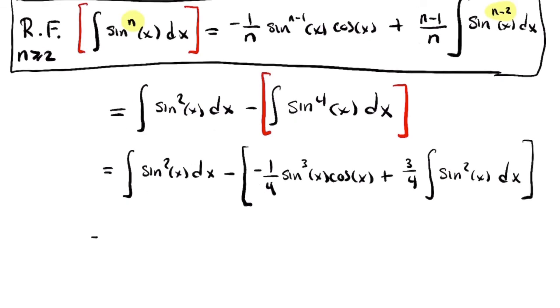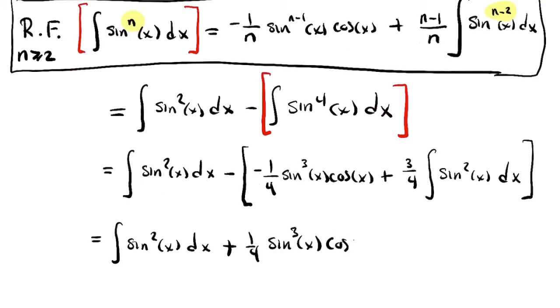Okay, going to distribute that minus sign. So I've got the integral of sine squared of x dx plus 1/4 sine cubed cosine minus 3/4 the integral of sine squared. And I'm going to combine those terms.